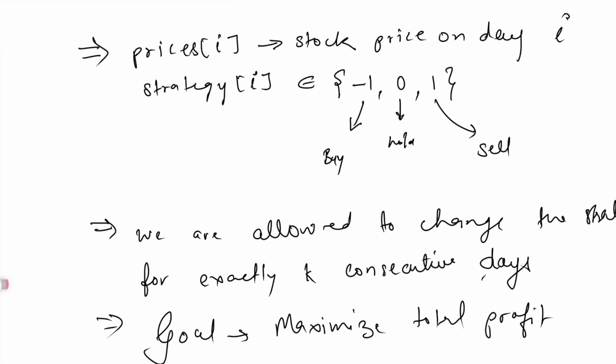-1, 0, 1. When it is -1, it means we are buying. When it is 0, it means we are holding. When it is 1, it represents that we are selling. 0 means we are not doing anything, so we are holding. We are not buying and we are not selling. Neither of these we are doing, so we are holding. Okay, so this is what we have to understand, guys.